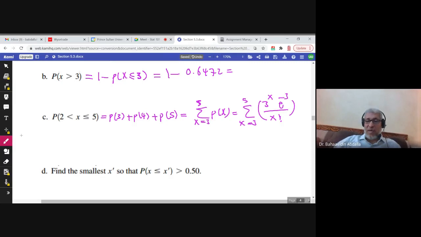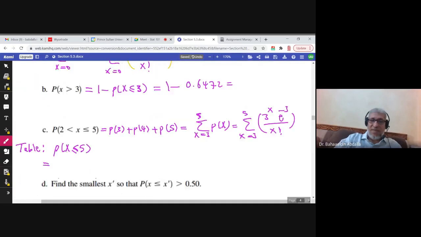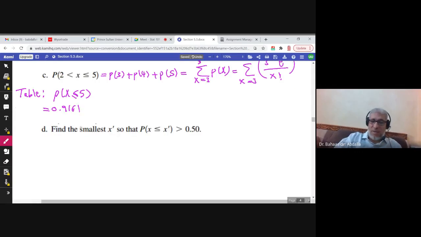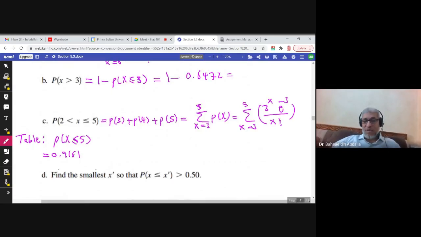Okay, how can you find it from the table? Well, the table gives you less than or equal. It doesn't give you from 2 to 5. So what should you do? You can write probability of x less than or equal to 5. Now, if you look to this number in the table, probability of x less than or equal to 5 would be at 5 here, 0.9161. Yes, this is probability of x less than or equal to 5. But do we need probability of x less than or equal to 5? No, I need 3, 4, and 5.